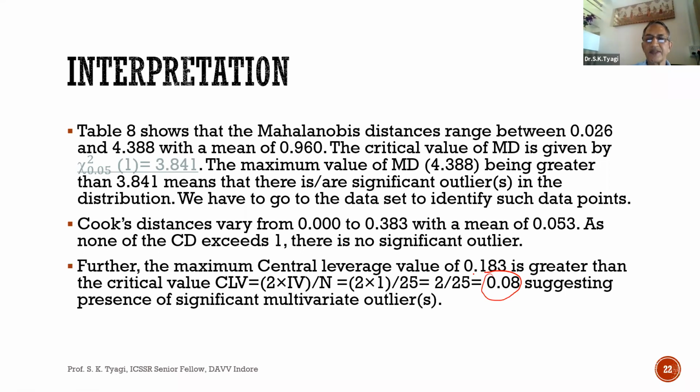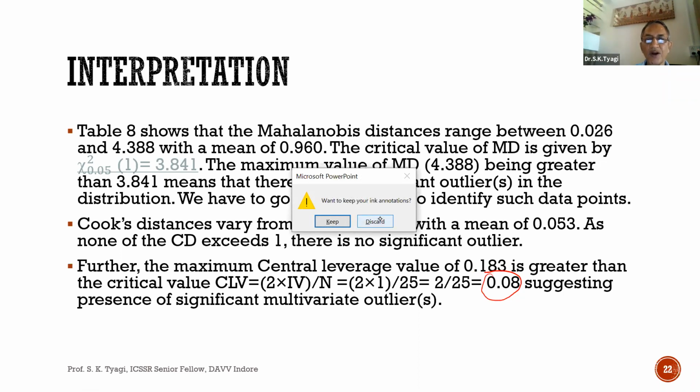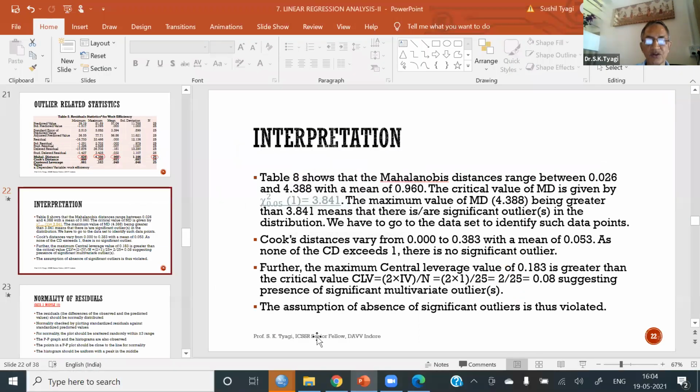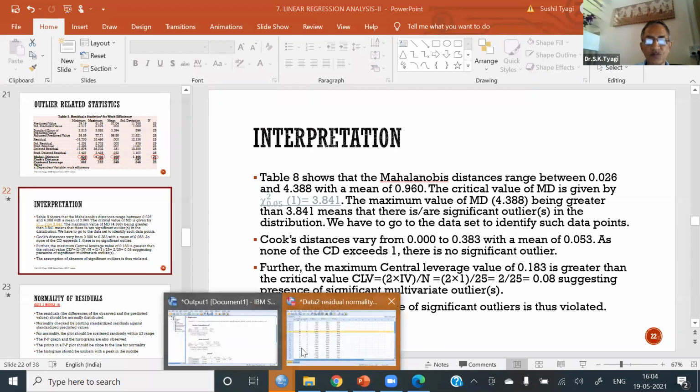Since the table says that the maximum value is 0.183, that means at least there is one outlier. So we will have to check the data once again to see whether there is one outlier or many outliers. So we go to the data.